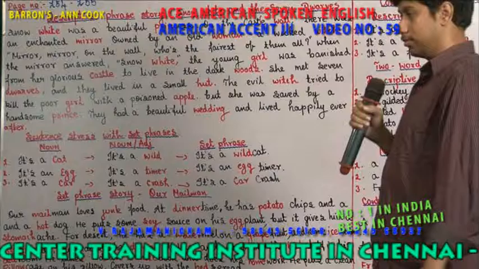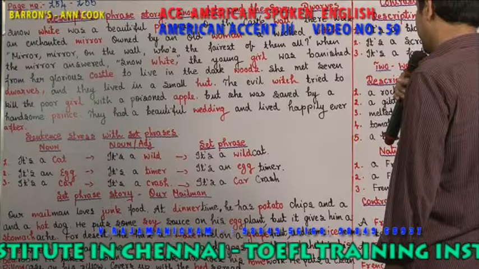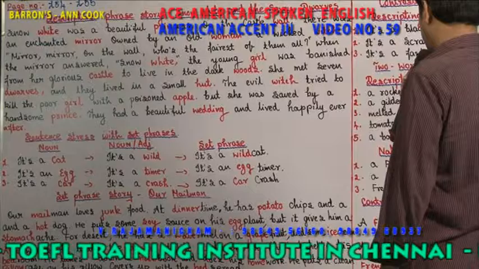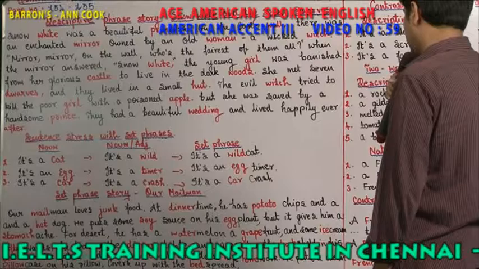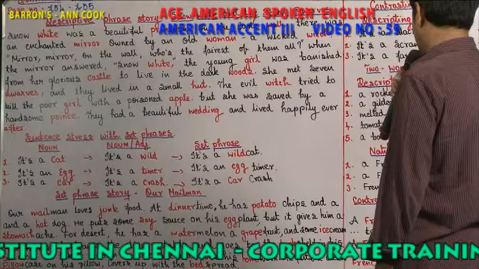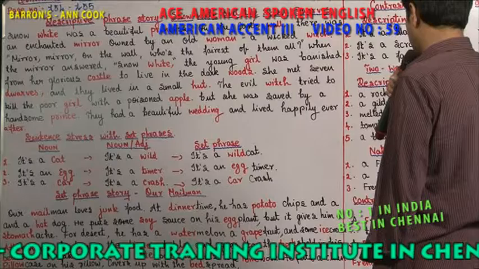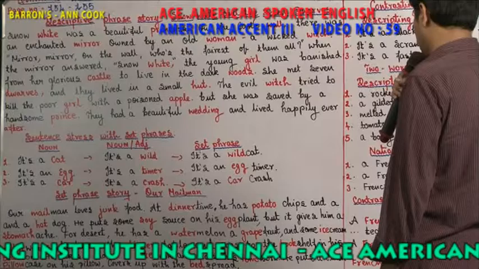Turn the side. At dinner time, he has potato chips and a hot dog. He puts some soy sauce on his eggplant, but it gives him a stomach ache. For dessert, he has a watermelon and a grapefruit and some ice cream. Afterwards, he leaves the dinner table and goes to the bookshelf in his bedroom. He takes down a notebook and does his homework. He puts a clean pillowcase on his pillow, covers up with the bedspread.